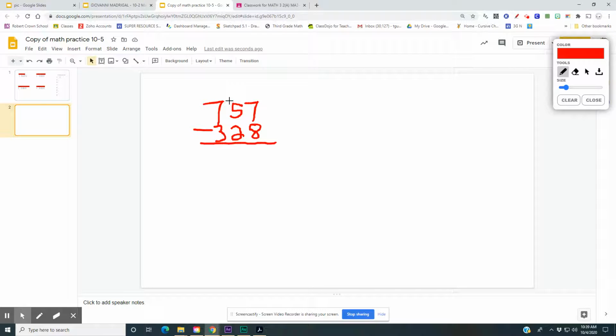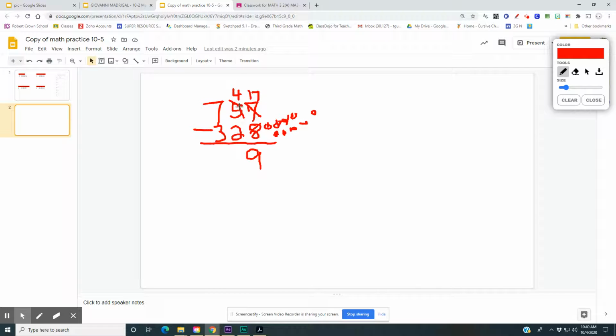I can't take 8 away from 7, so I go next door, borrow from the 5. So if I borrow 1, it turns into a 4, and I put my 1 right here. So that's 17. And you don't have many problems to do, so you want to make sure that you put your best effort and make sure you are correct by checking your work. So I'm going to go 8, 9, 10, 11, 12, 13, 14, 15, 16, 17. 1, 2, 3, 4, 5, 6, 7, 8, 9.